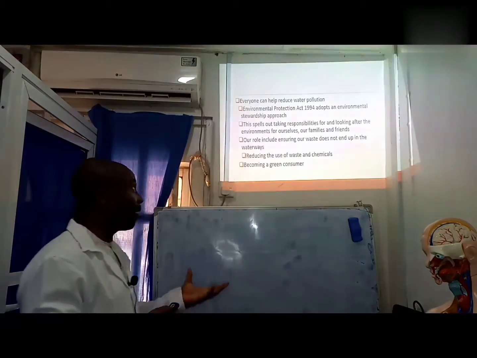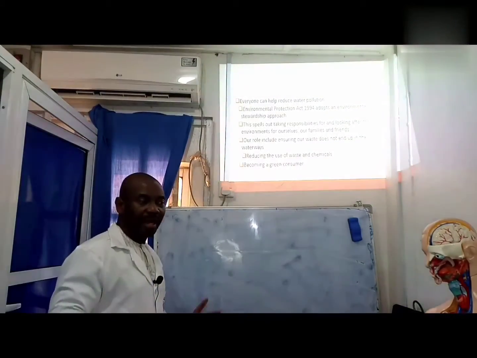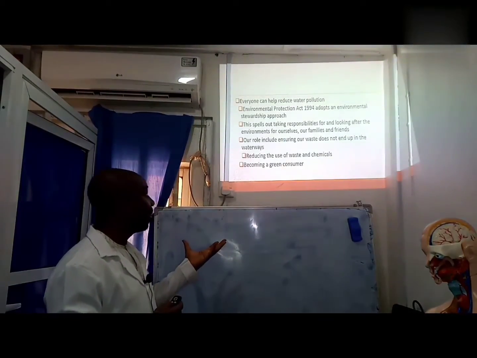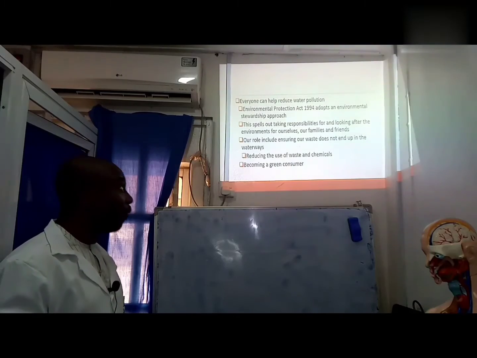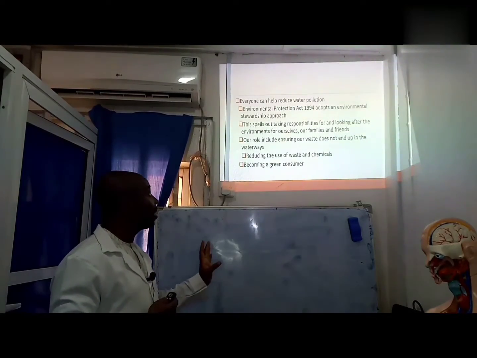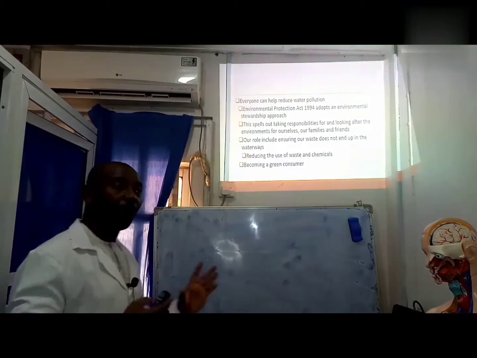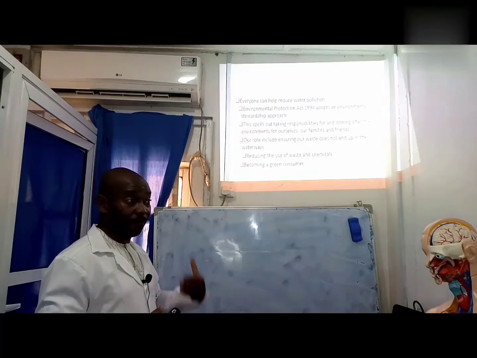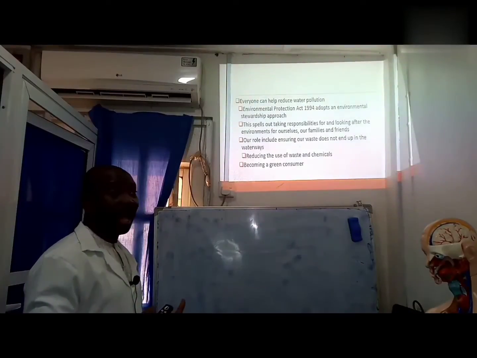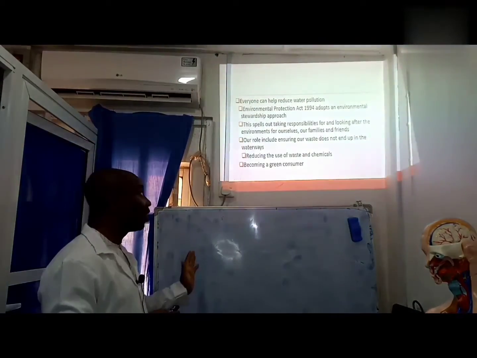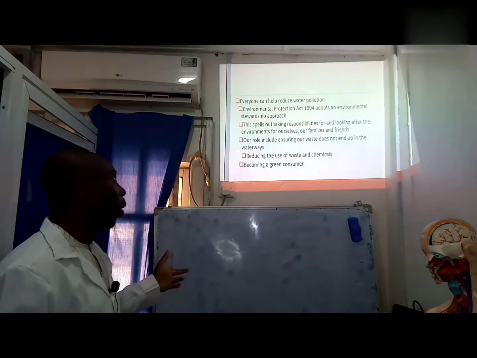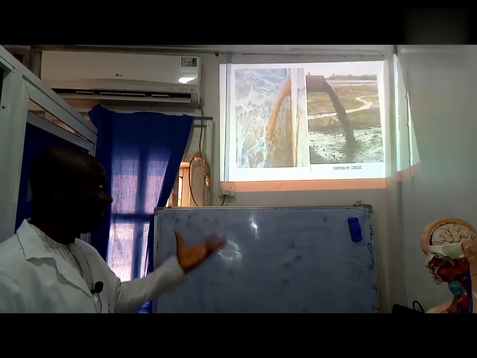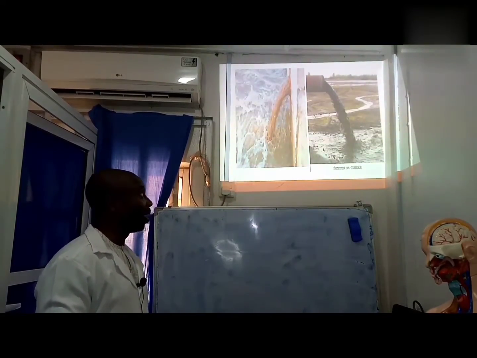Everyone can help reduce water pollution. You and I can help by following the Environmental Protection Act of 1994, which adopts an environmental stewardship approach: all of us are responsible for the pollution we have, and if we take a cue, then we can have a better water supply. Our role includes ensuring our waste does not end up in our waterways. And so we can see how progressively water is being polluted.